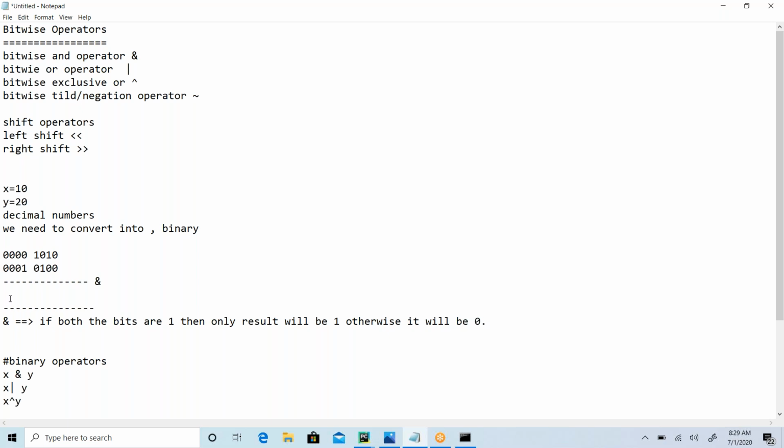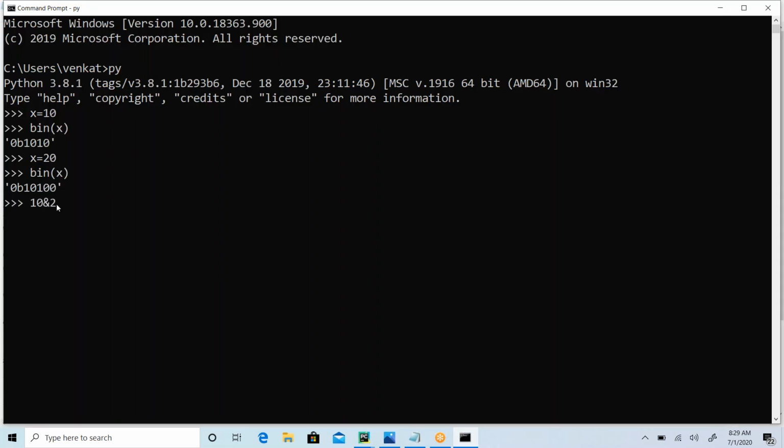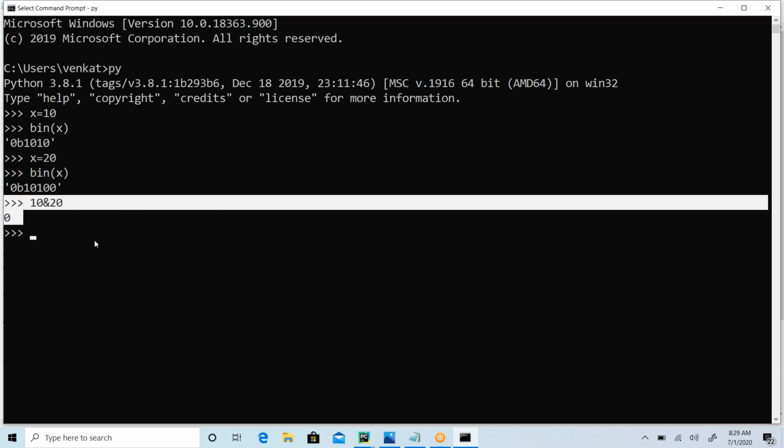Now see that here 0 and 0 becomes 0, 0 and 0 becomes 0, 0 and 0 becomes 0, 0 and 1 becomes 0, 1 and 0 becomes 0, 0 and 1 becomes 0, again 1 and 0 becomes 0. Complete 0, guys. So the value of this will be 0. If you apply AND on 10 and 20, you are going to get 0. Just go here and say 10 and 20. So what is the value, guys? 0. The total is 0.